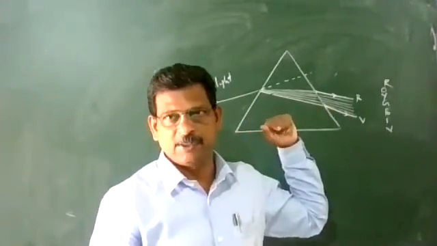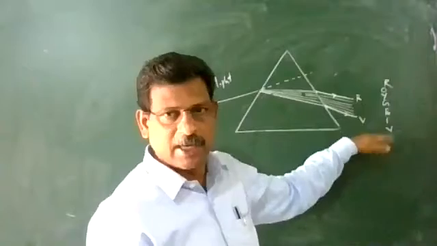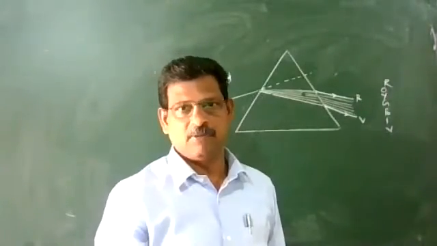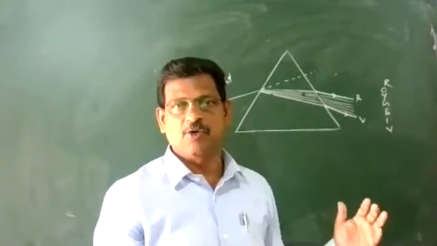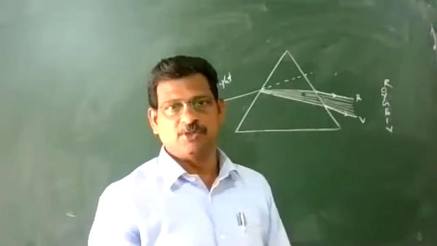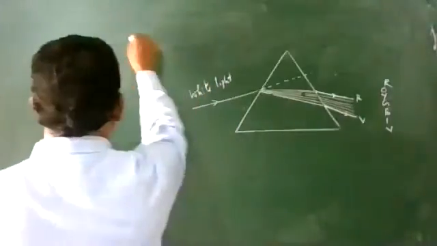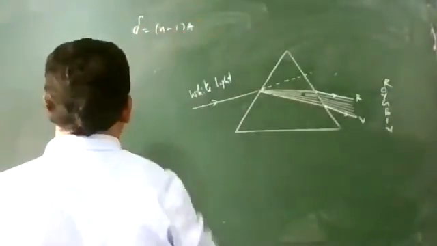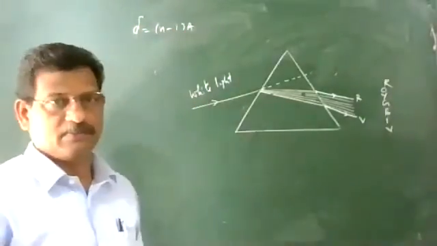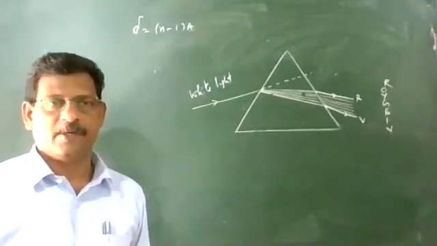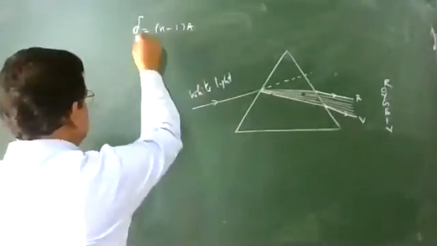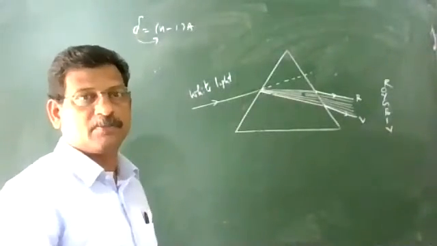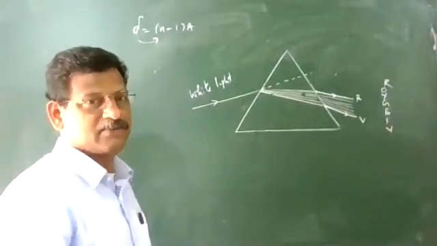That means we see that the violet color is deviating more than the red color. Why, we have explained. You can mark the deviation. All the colors are undergoing different types of deviation. The deviation equation is not very mysterious: deviation equals (n minus 1) A. So deviation depends upon the refractive index, but the refractive index also depends upon the wavelength of light.